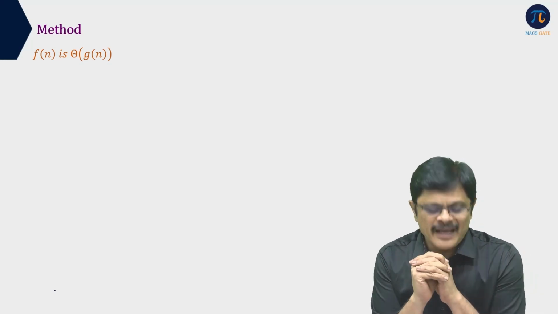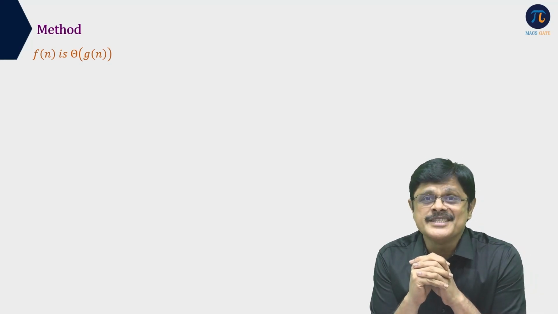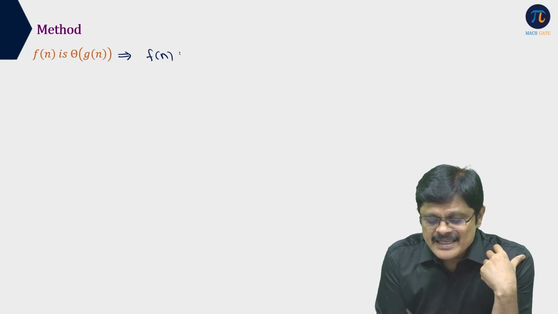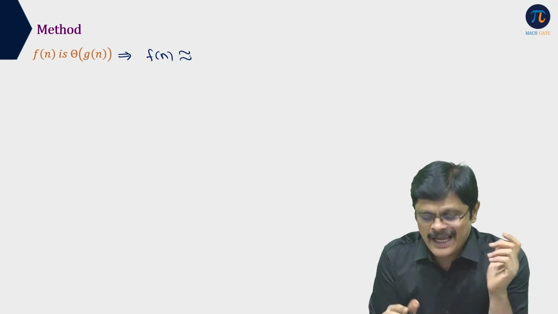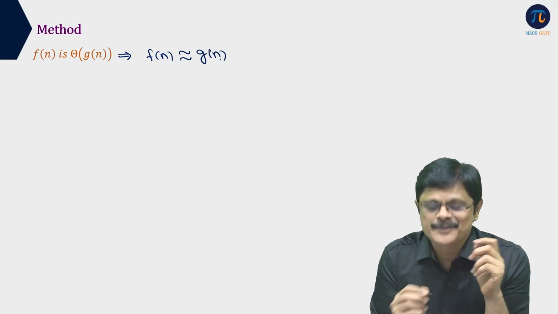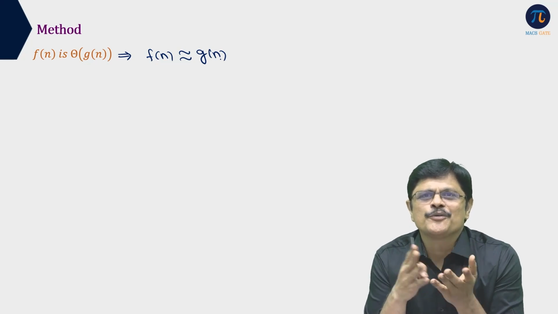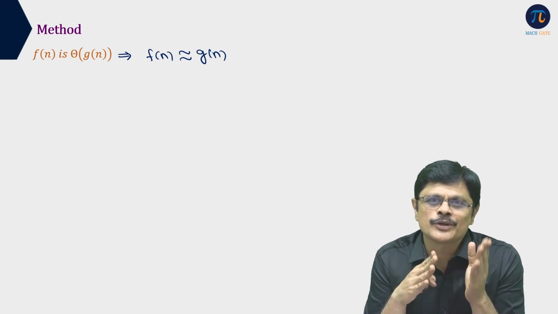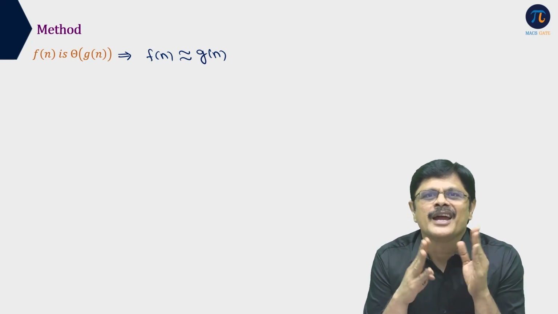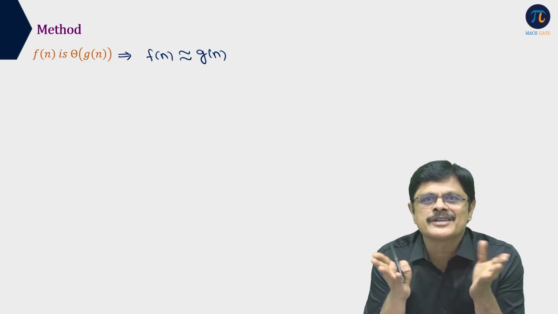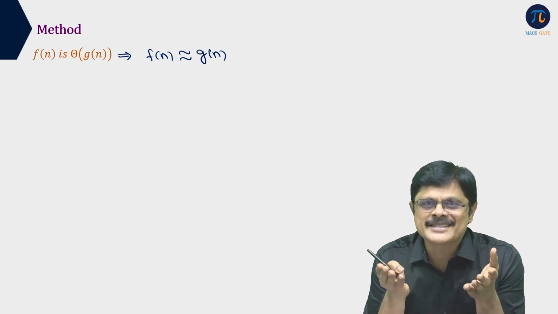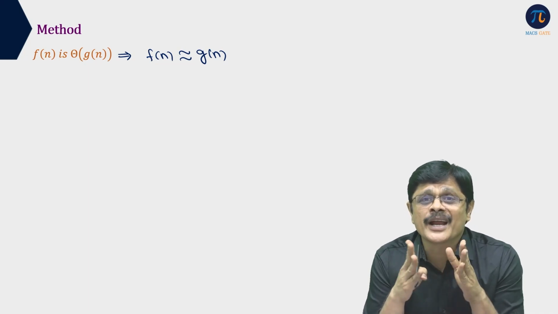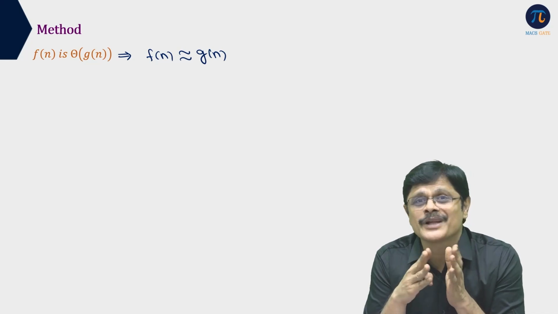What is the meaning of Fn is big theta of Gn? The meaning is Fn has the same order of growth as Gn. Now, how to prove that two functions are equal, sir? Here, asymptotically equal. You can show that Fn is less than or equal to Gn and Fn is greater than or equal to Gn. So, obviously, Fn becomes equal to Gn. That is exactly how we are going to prove Fn is big theta of Gn, or Fn has the same order of growth as Gn.